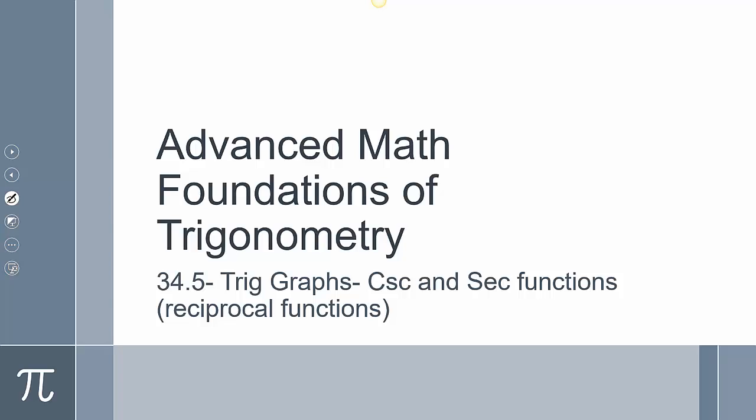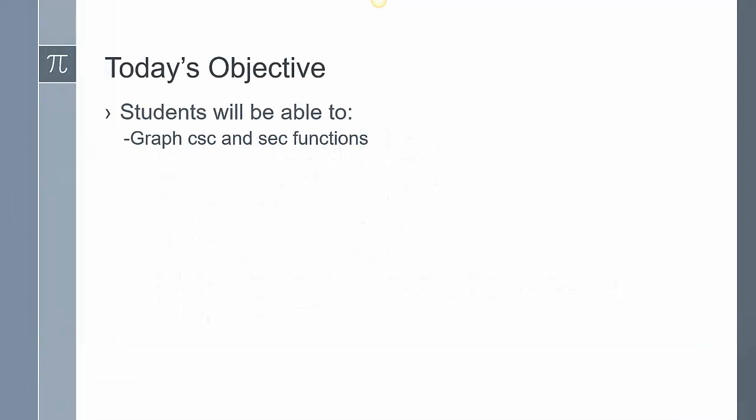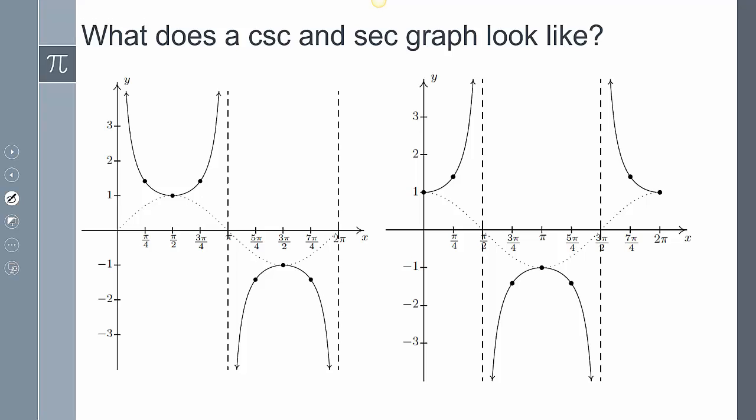This is 3.4-5. We're going to be taking a look at trig graphs, and we're going to specifically examine cosecant and secant functions. So we're going to graph cosecant and secant functions. Now this is kind of like, I would say, the parent graph of what secant and cosecant functions look like. But the more important thing is to look at this dotted image.